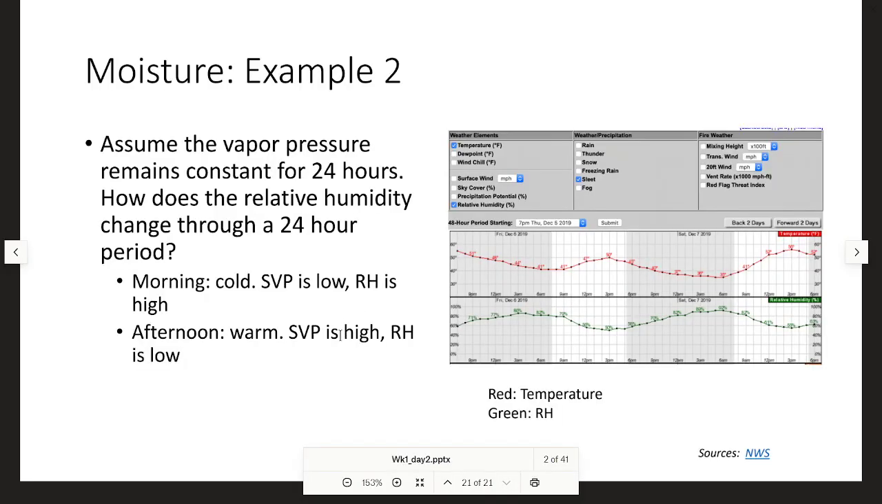So, yeah, in the cold morning, saturation vapor pressure is low and relative humidity is high, and in the afternoon, the saturation vapor pressure is high and the relative humidity is low. So, yeah, like I just said.